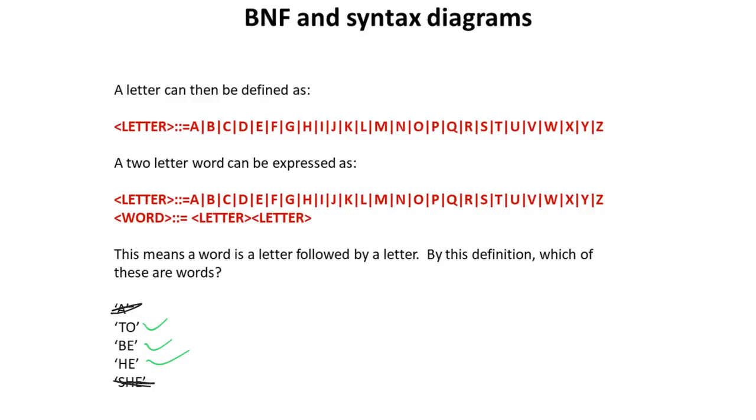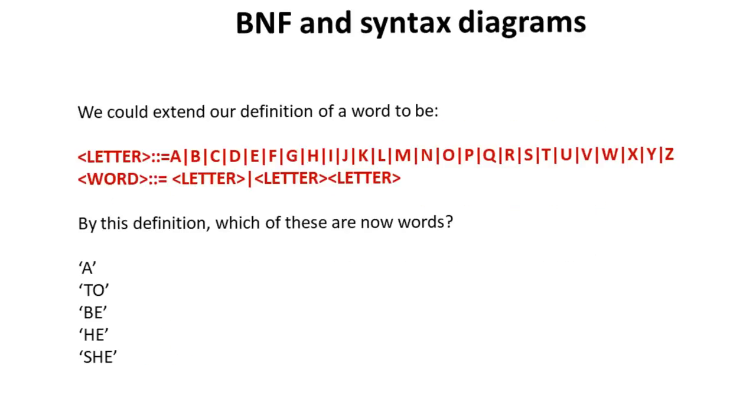We know that "a and she" is indeed a word, but in this language, a word has to be a letter, and a letter has to be one of A through Z. Now, in the last example, a word had to be 2 letters. So we could extend our definition to say a word is defined as a letter or a letter letter. So now in this example, this is defined as a word, these two are, but still this one isn't.